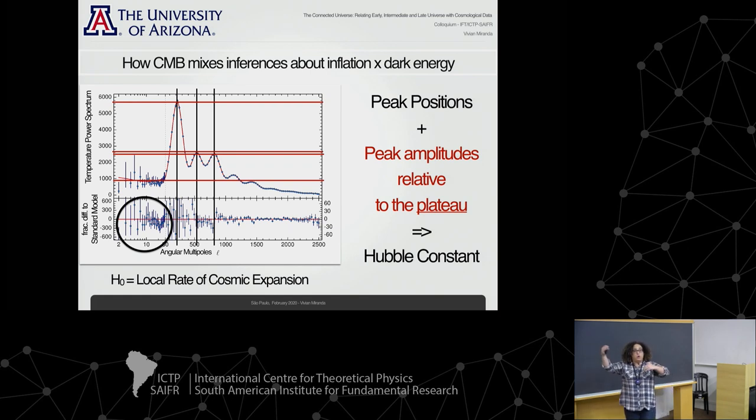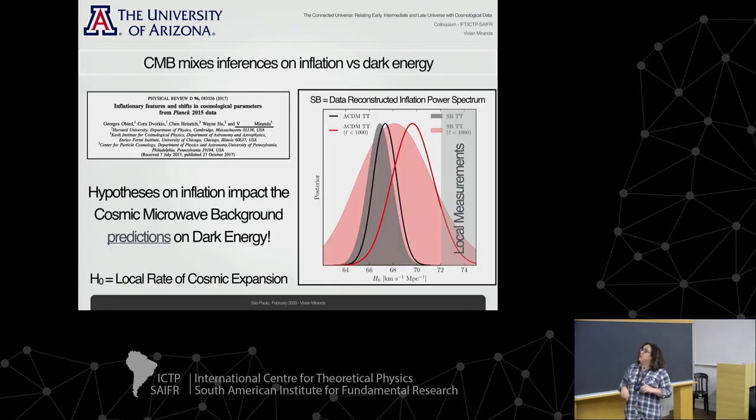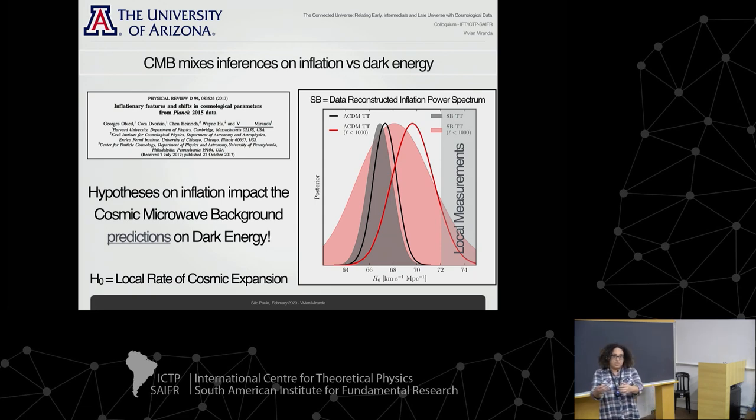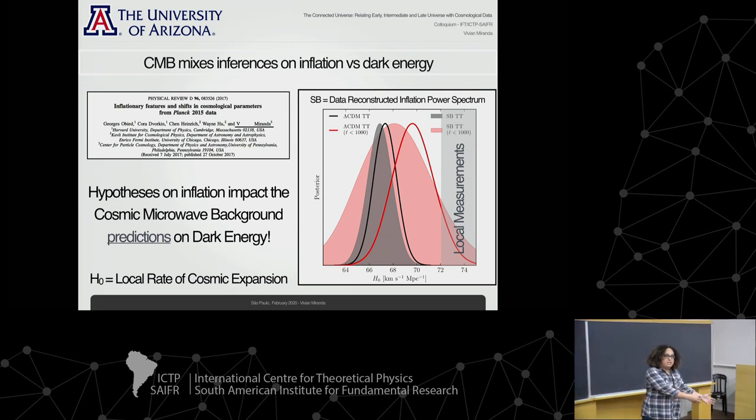But inflation, or those assumptions about inflation, changes the relative power between this part of the spectrum and this, and therefore it can affect the CMB predictions of the Hubble constant. So see how it depends. Here is the local measurement, and here are the predictions. This depends on the standard assumptions of inflation, the solid lines, versus what would happen if inflation predicts this imbalance of power, and you can see a shift. So understanding inflation can be important to understand how the CMB predicts something about the late universe.